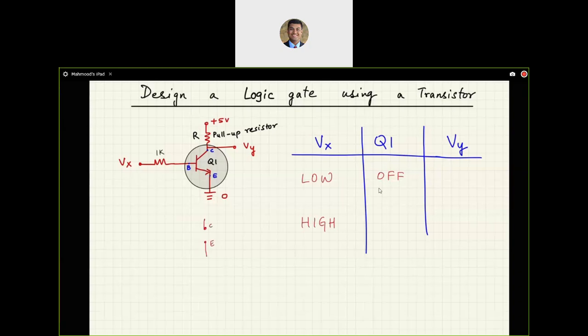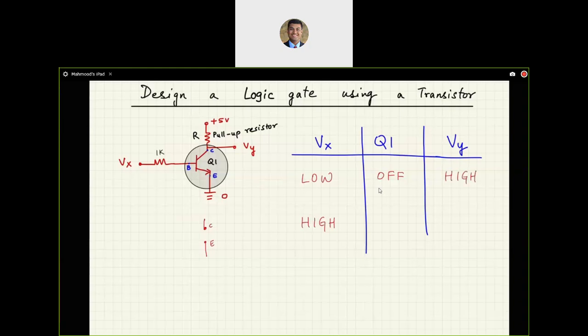If there is an open circuit between the collector and the emitter, then Vy does not have a path to ground, which means Vy is not going to equal 0 volts. In fact, now it is going to measure a high voltage because it is being pulled up by that pull-up resistor. So Vy is going to measure high in this case.